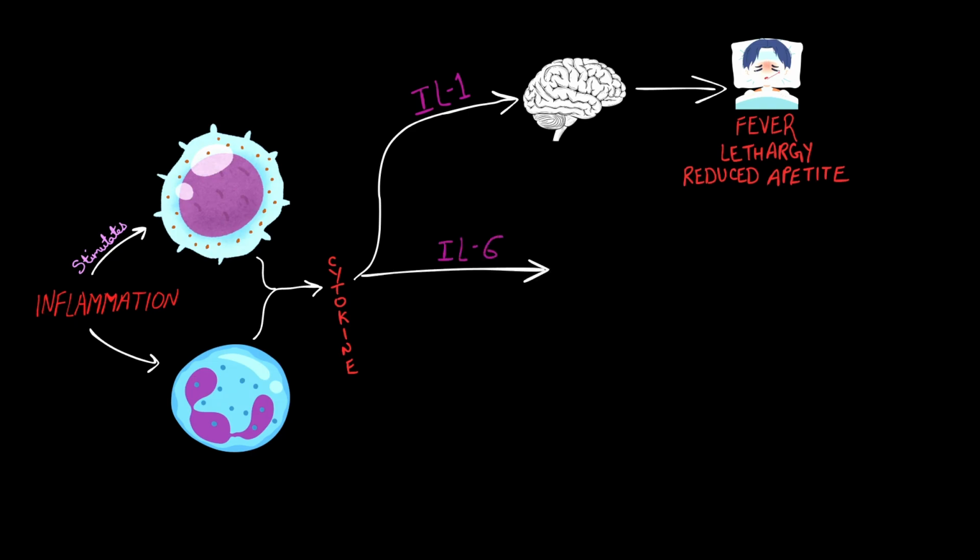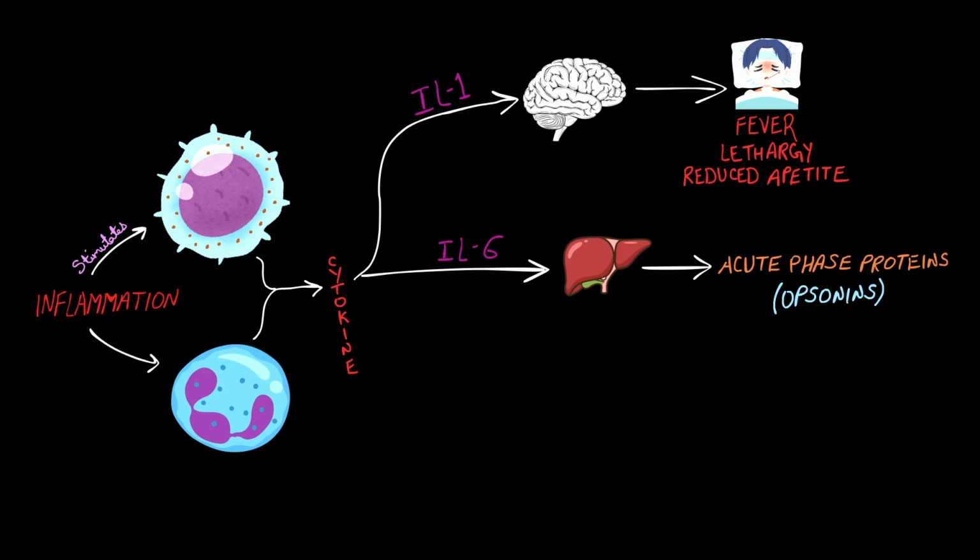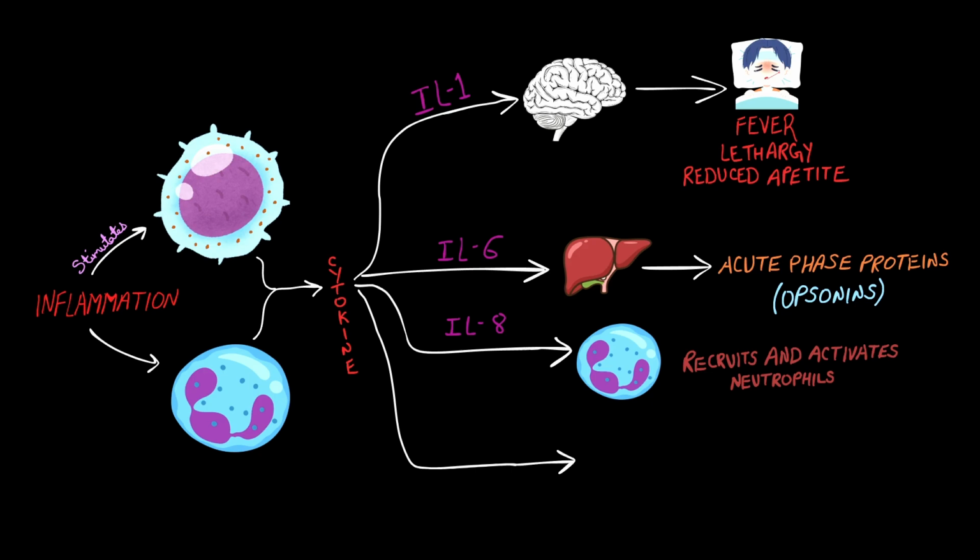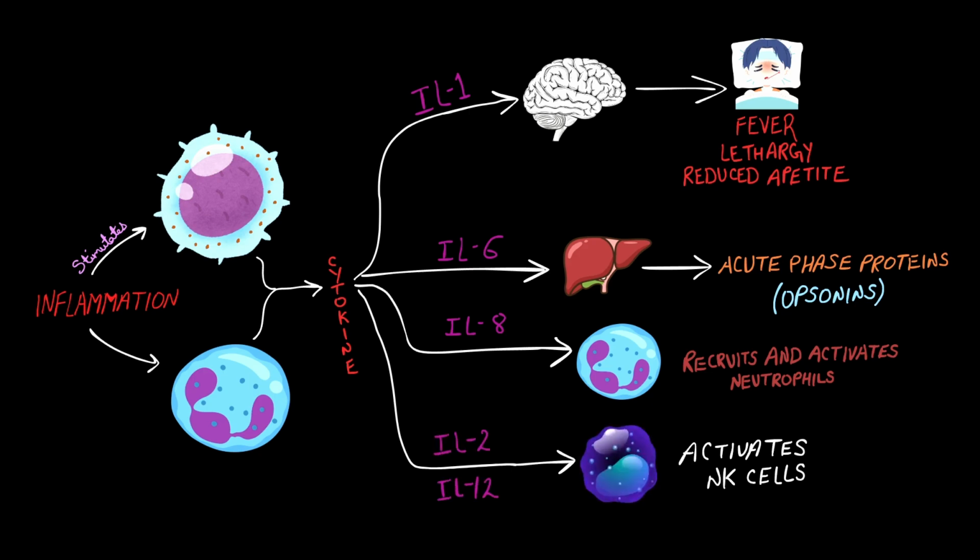It also involves sending interleukin 6 to the liver to produce acute phase proteins that act as something called opsonins. We try to keep this word in mind because we'll talk about opsonins in a minute. Additionally, interleukin 8 is released that recruits and activates more neutrophils. And then lastly, interleukin 2 as well as 12 activate natural killer cells, and tumor necrosis factor alpha is released that does all of these effects by itself.